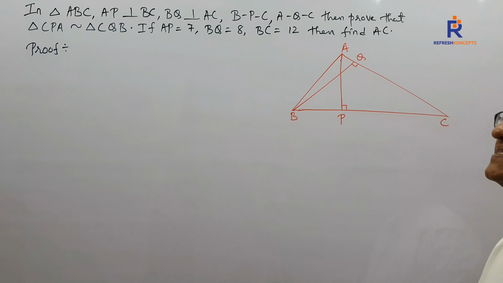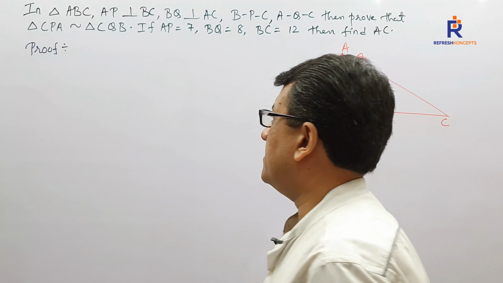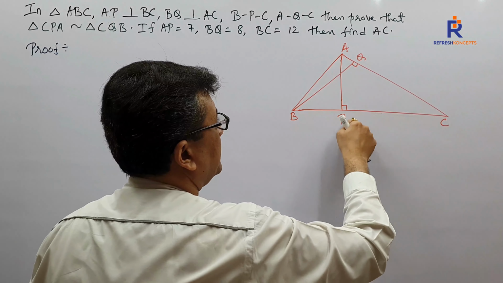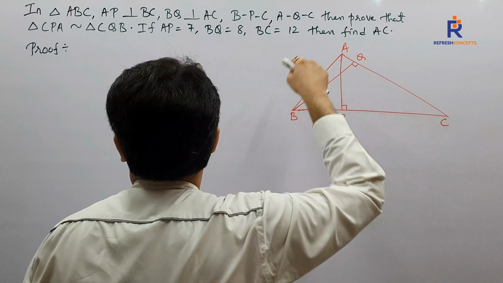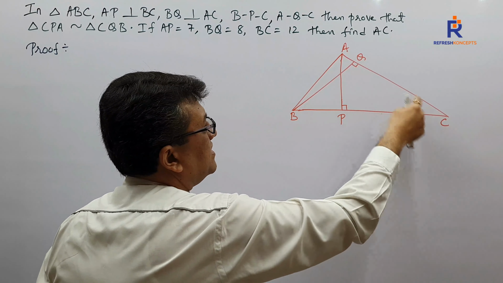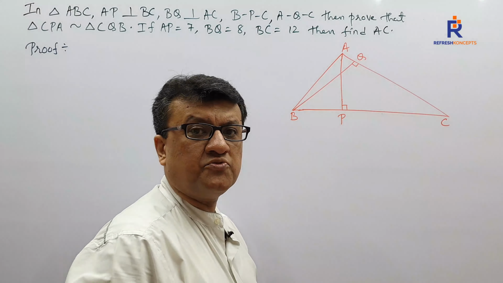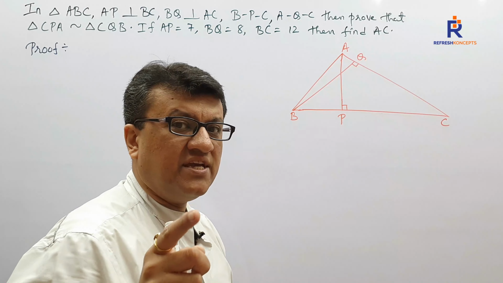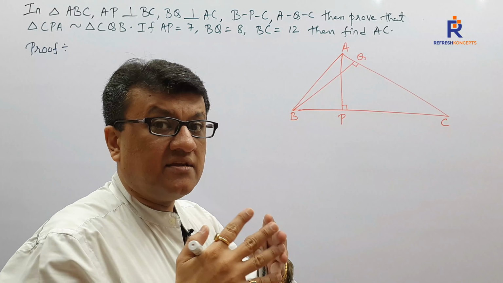Then prove that triangle CPA. Where is this triangle CPA? Okay, this triangle is similar to CQB. I intend to prove two triangles similar. So, what did sir say?